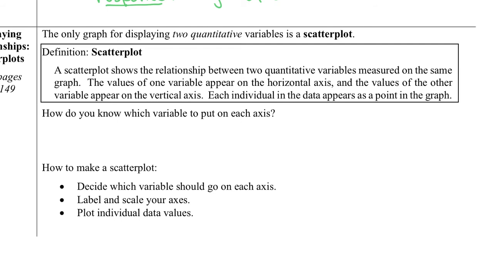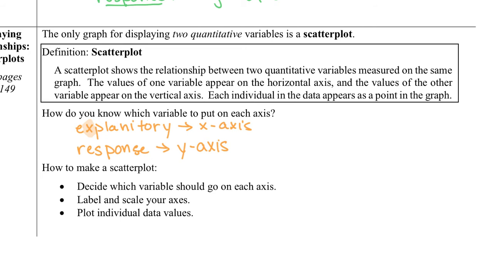How do you know which variable to put on which axis? I kind of covered that before. The explanatory is like your x variable, so it should go on the x-axis. The response should be measured on your y-axis. There's a really easy way to remember this: explanatory, x-axis. There you go.